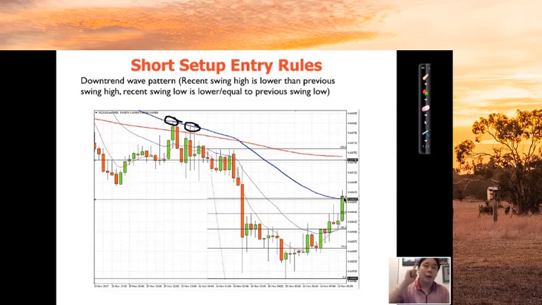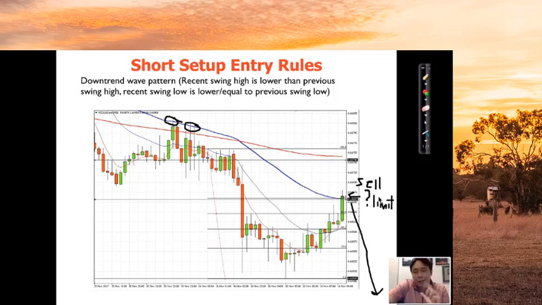Okay, so question, would you take this trade? Would you put a sell order right there at the 50 moving average? Would you anticipate that it's going to come down? Okay, would you put a sell order here, sell limit order? So again, take a minute and think about it. Does it fulfill the criteria we have talked about just now?